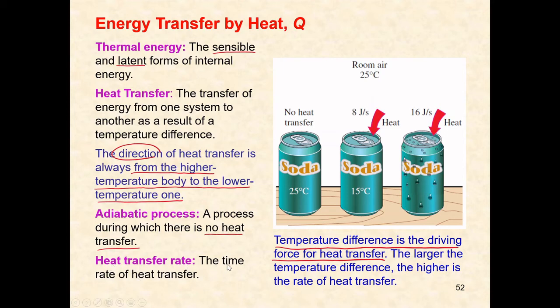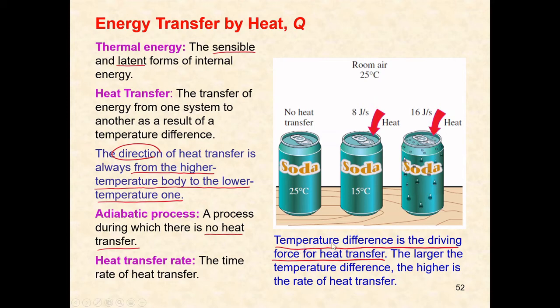and heat transfer rate is the time rate of heat transfer. So basically, heat transfer rate is referring to watts. Heat itself is joule, and the rate of heat transfer is joule per second, joule per time. So you get watts. So the time rate of heat transfer is watt.